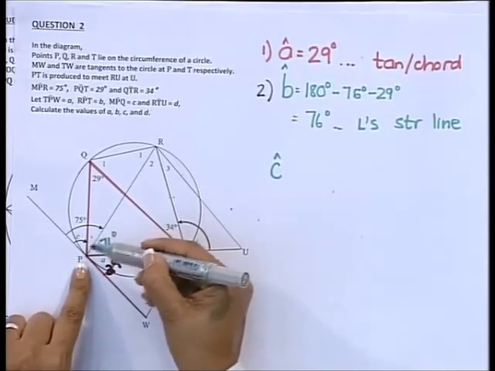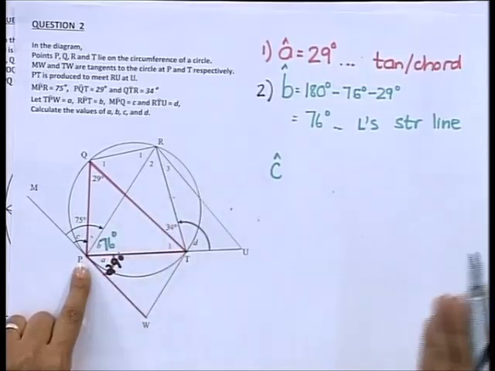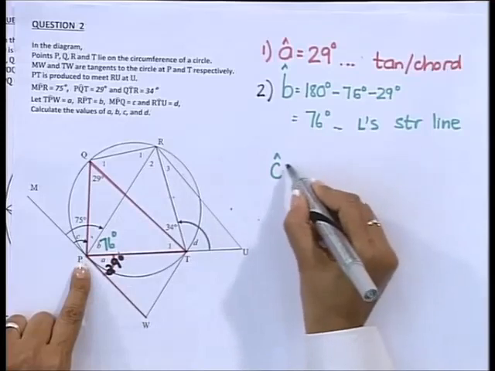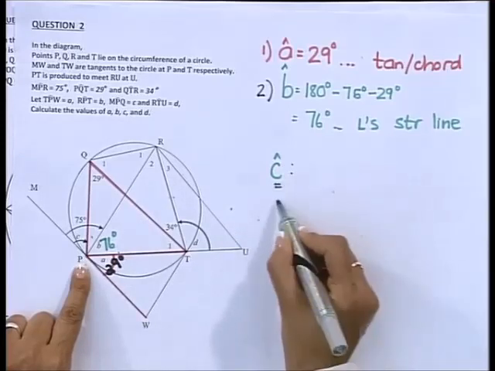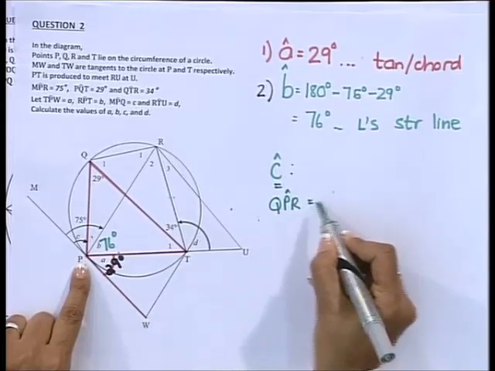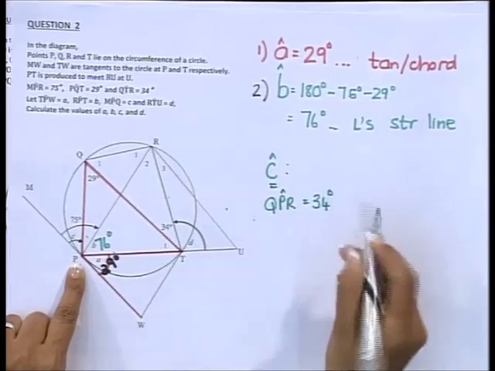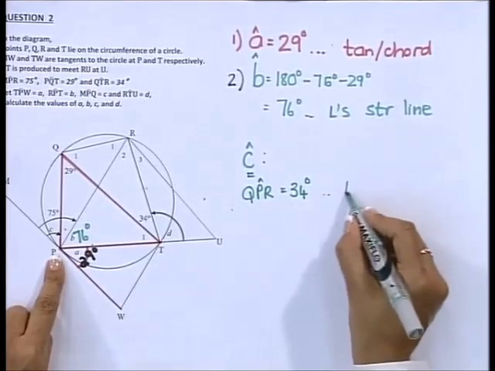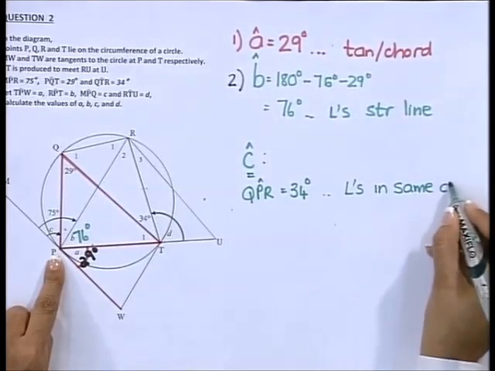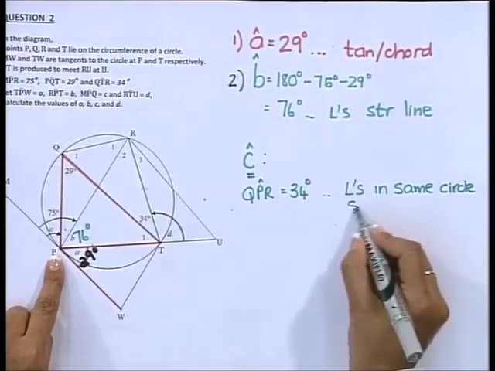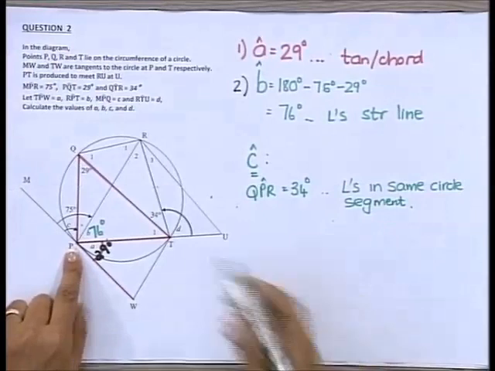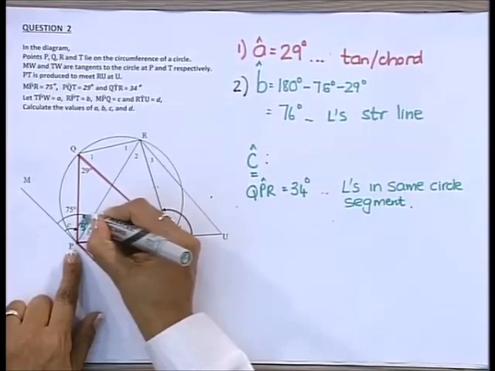This angle doesn't have a label. It doesn't have a 1, a 2, or a 3. So I'm going to call it angle QPR. This is to find C. So I'm going to say angle QPR is equal to 34. Can we just get our reasons right this afternoon? Angles in the same circle segment. Some people just say angles in the same segment, circle segment. That is fine. You put your 34 there, grade 12s.